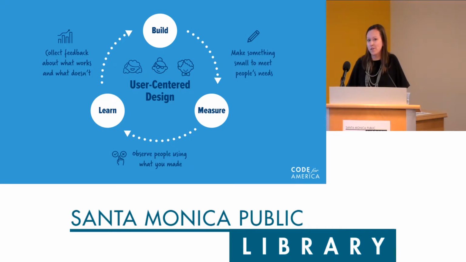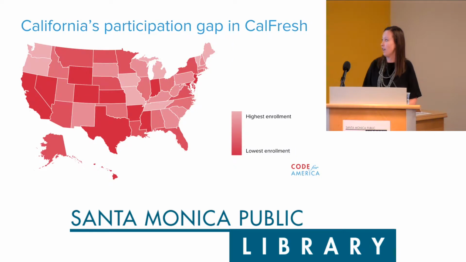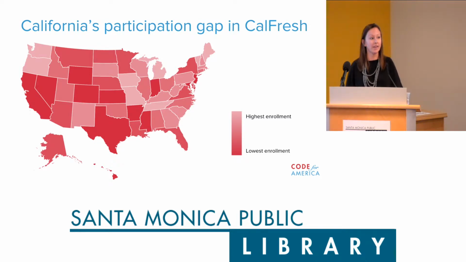So let's talk about one of the problems Code for America is working to solve today. Some of you may know that California has the second highest participation gap in food assistance in the entire country. There are nearly 3 million people who are eligible for food assistance or CalFresh, but currently aren't receiving the benefit. This is a huge, huge problem that not one solution can fix.